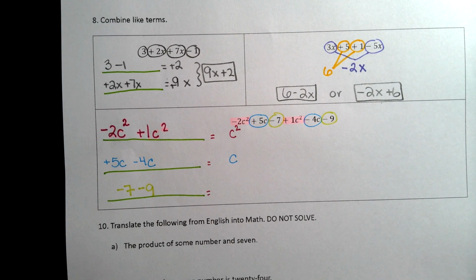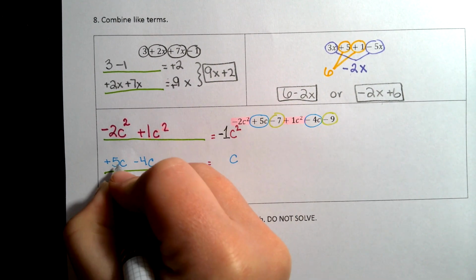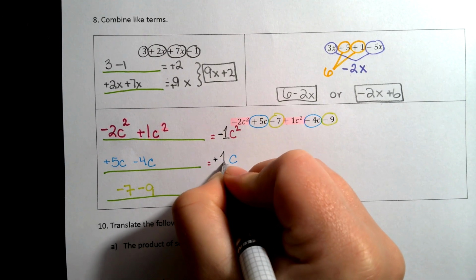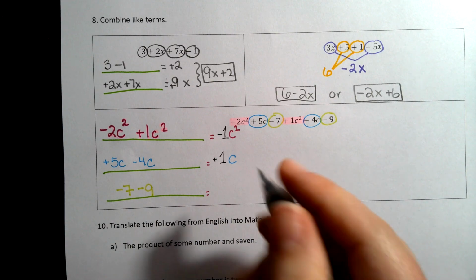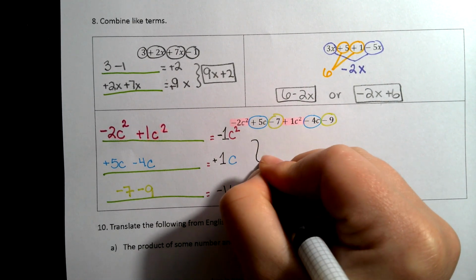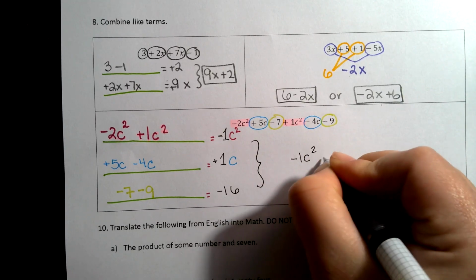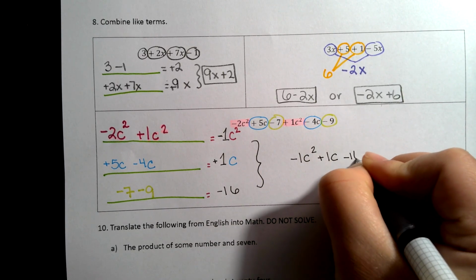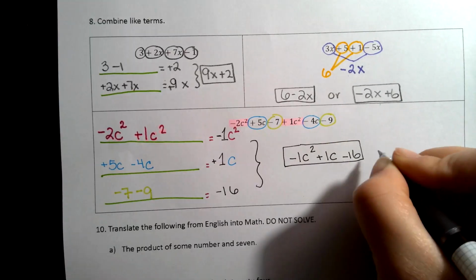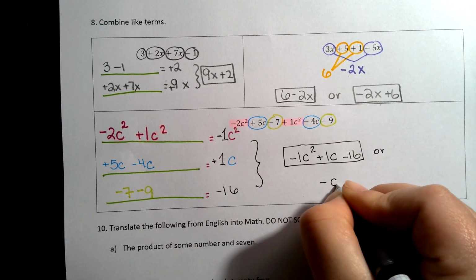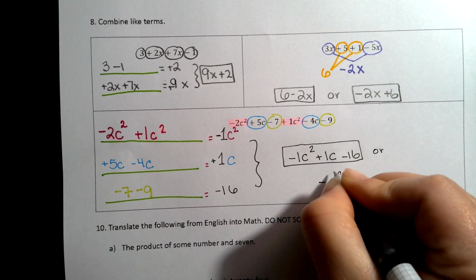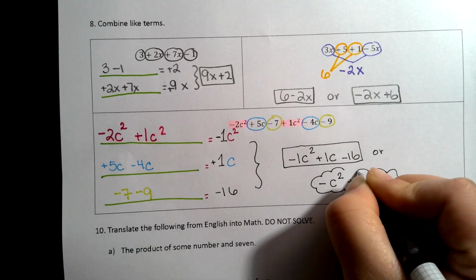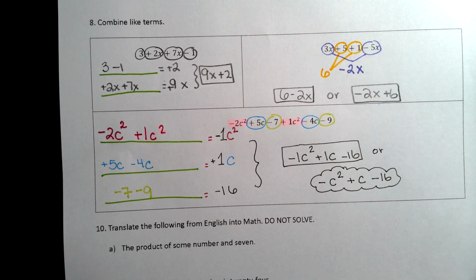Next, we're going to go ahead and add and subtract. So -2 plus 1 is a -1. 5 minus 4 is a +1. And 7 negatives and 9 negatives. So 9, 10, 11, 12, 13, 14, 15, 16 negatives. And we're going to write out our answer. So we get -1c squared plus 1c minus 16. This answer is okay, or you can simplify it. -c squared, so -1 plus 1c minus 16. Either one is okay.